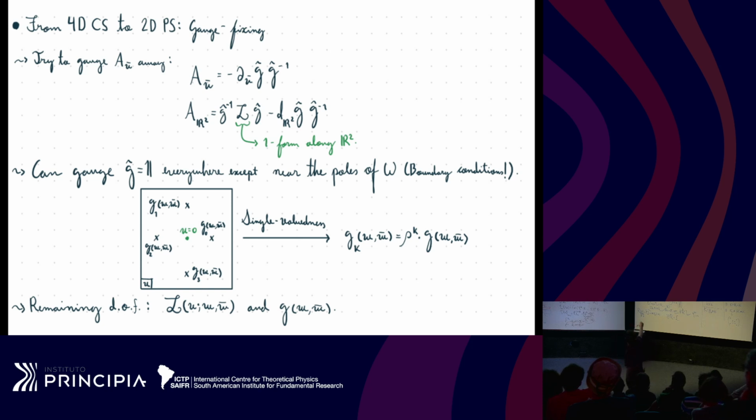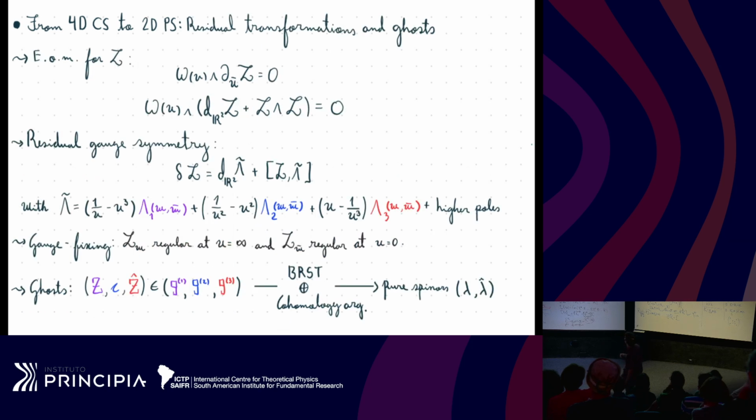Because of the single-valuedness condition, all of these G fields are related by the automorphism rho, by this equation. And so after this gauge fixing, we are left with the field L and this g-valued degree of freedom, which of course will be our matter variables of the sigma model. But the ghosts are still missing. How can we get the ghosts?